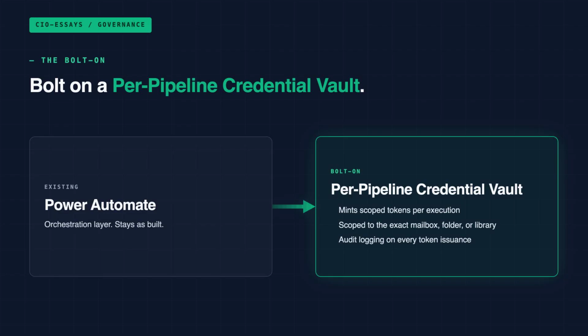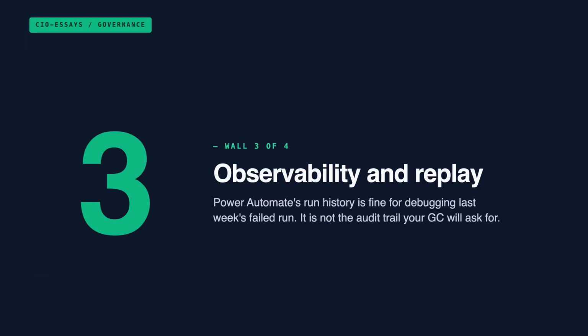What you need at this wall is a per-pipeline credential vault that mints scoped tokens per execution, scoped to exactly the mailbox or folder or library or site the flow needs, with audit logging on every token issuance. Power Automate calls the vault for the token. The vault enforces scope.